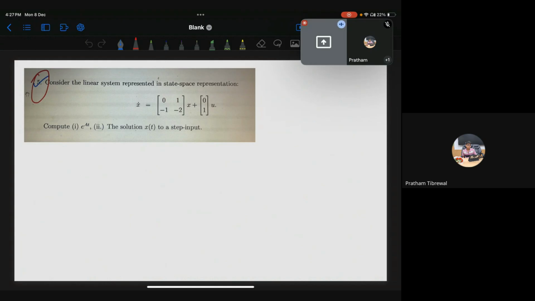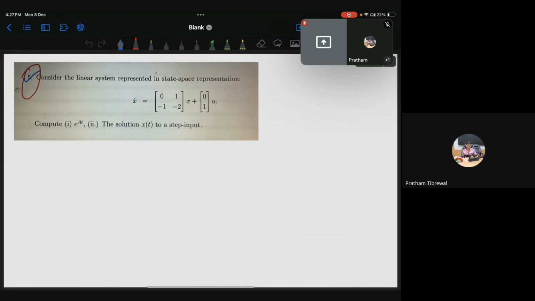Okay, so what does this problem say? Given x dot is equal to Ax plus Bu, find out e power At, then the solution x of t. So first one is e power At. What is e power At? How do we find it? That is L inverse of (sI minus A) whole inverse, the state transition matrix.